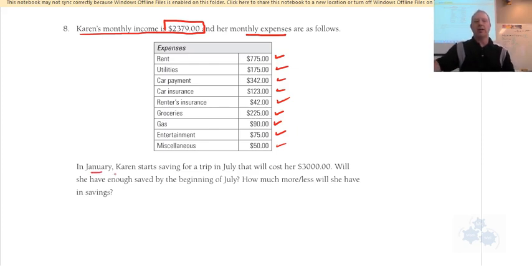In January, Karen starts saving for a trip in July that will cost her $3,000. The question is, will she have enough saved by the beginning of July? How much more or less will she have in savings? Okay, so let's find out how much she can put aside each month. So we need to add this up for her expenses, and we need to compare that with her income.